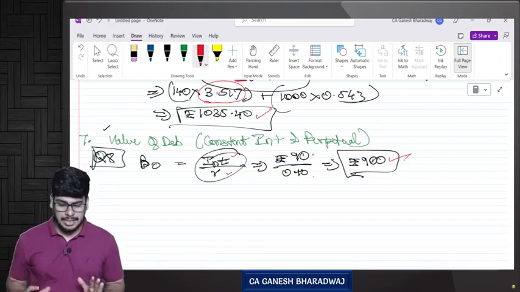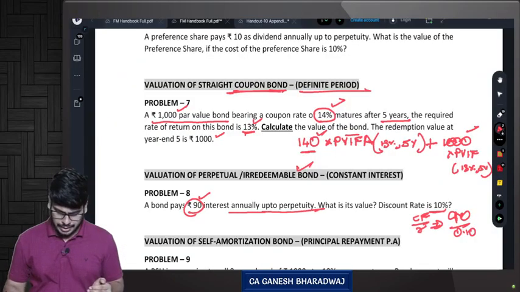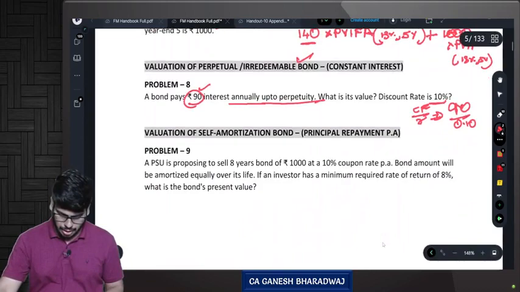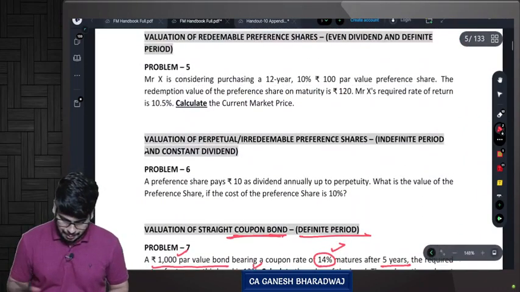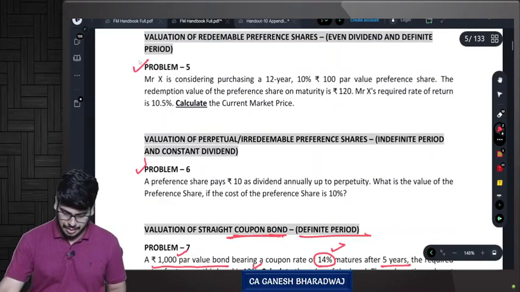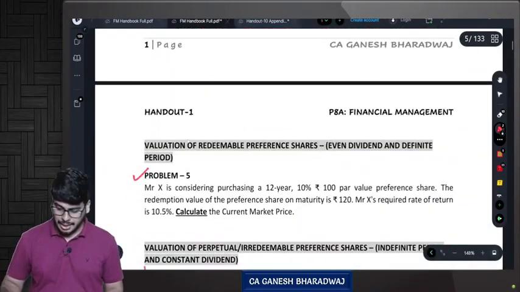Yes. So with this, I'm concluding this session. There are a few other questions remaining in this particular segment, which are problem number 9, then problem number 6, and problem number 5. These 3 questions alone are left out. This will be done in the next lecture.